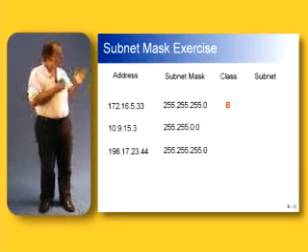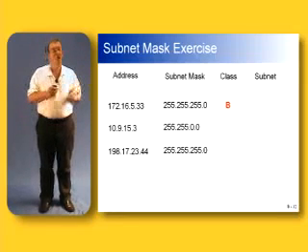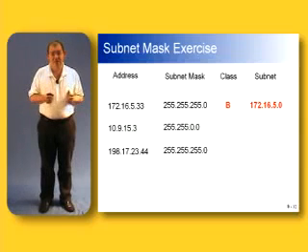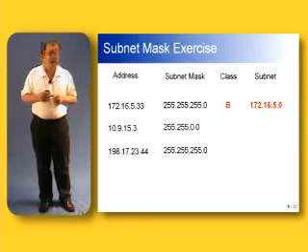First of all, what class address is it? Well, it's in the range 128 to 191, therefore it's a class B address. And the subnet, or network portion of the address, is the first three octets, 172.16.5.0.